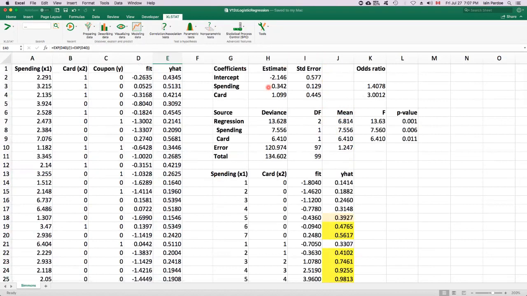Okay, so that actually fits with these numbers here. The fact that this estimate is a positive number and it's multiplying spending is going to result in an increased probability of using the coupon.